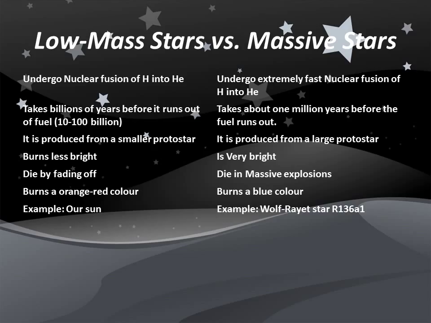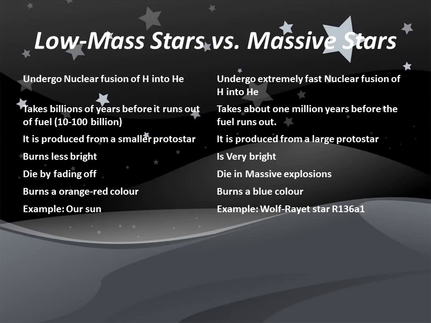You see, a low mass star burns an orange-red color, while a massive star burns at a blue color. In fact, it gets so hot that it has edges of white sometimes. A low mass star simply dies by just fading off. It goes into a red giant, and then a planetary nebula, and then the white dwarf, and a black dwarf. It just fades off each time. While a massive star goes with a bang, it goes in a giant explosion known as the supernova.